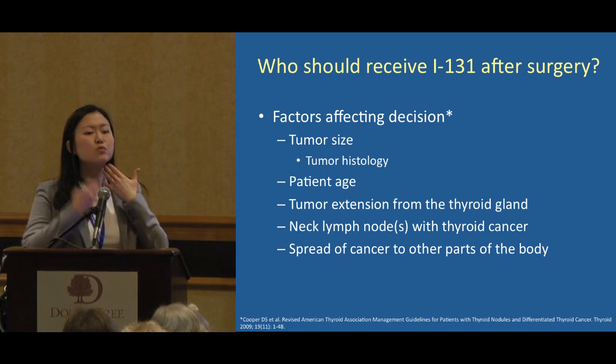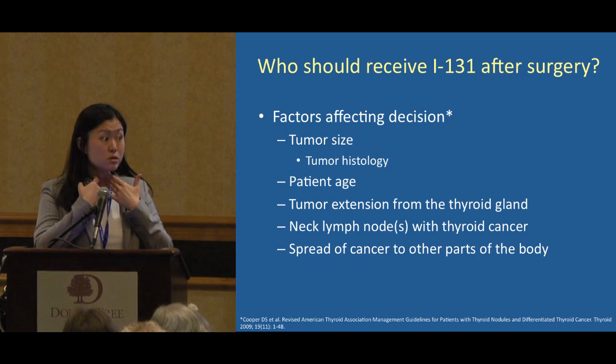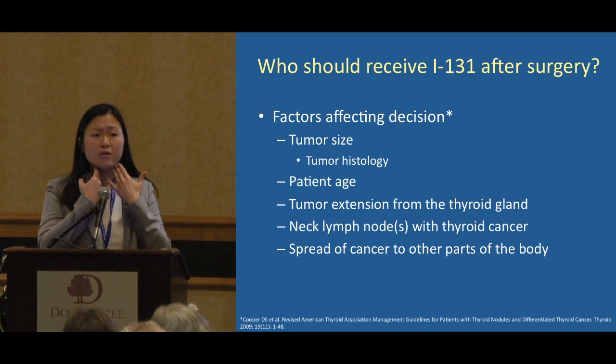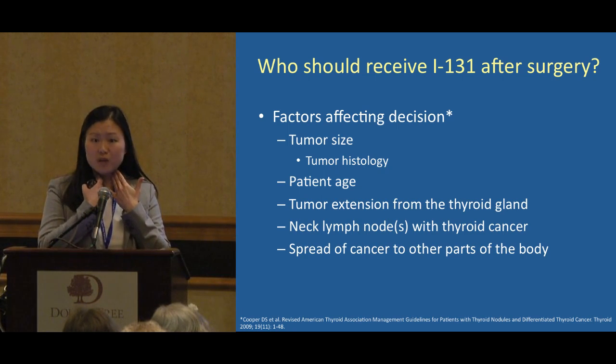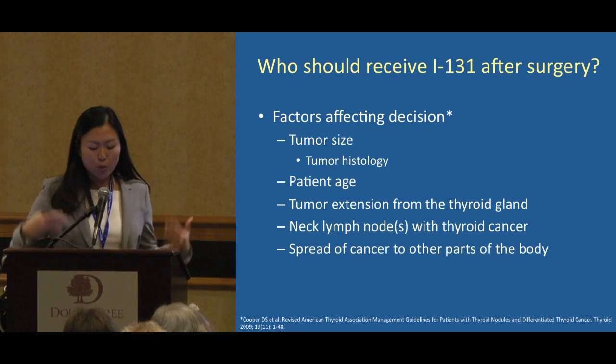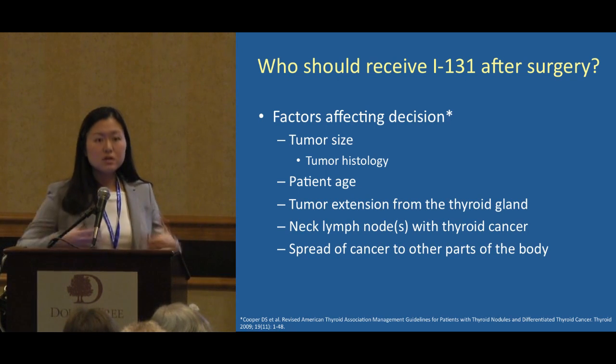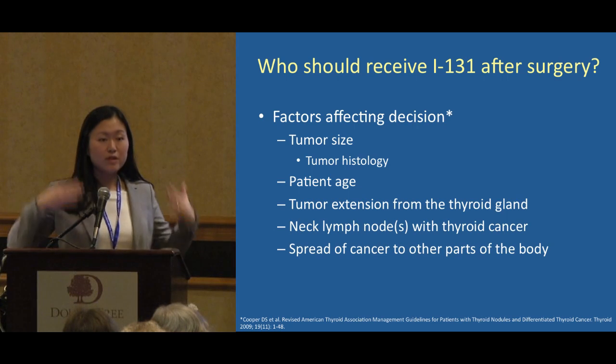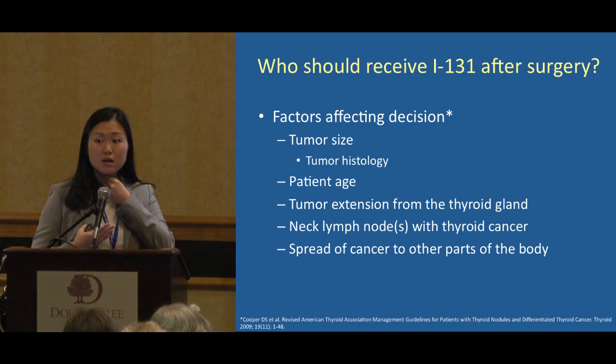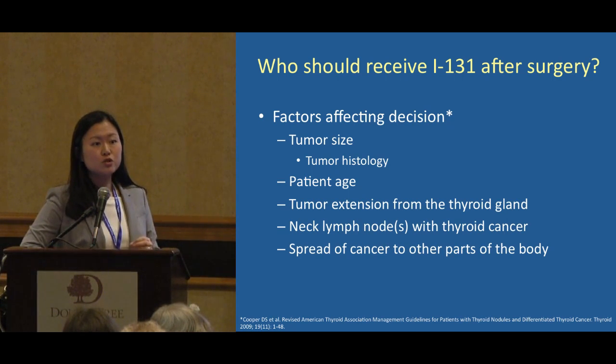They'll also look to see, because when they do the surgery, they also take out lymph nodes, and they'll look at the lymph nodes. Were there any lymph nodes that showed signs of thyroid cancer? And of course, the other consideration is going to be, at the time of diagnosis, do we see any spread of thyroid cancer to other parts of the body outside of the neck? So those are some of the major factors that go into figuring out whether this patient could benefit from I-131 or not.